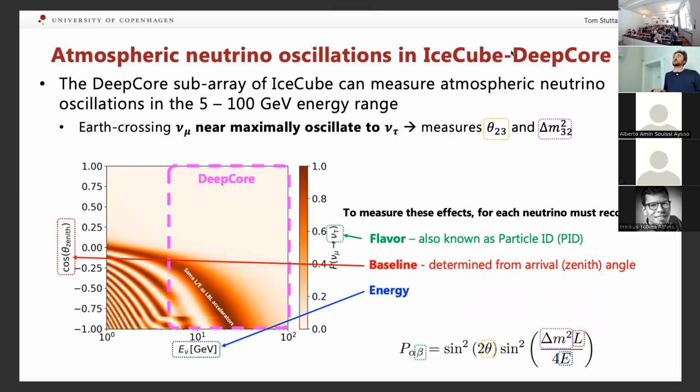So to actually measure these effects, we need to basically measure all the dimensions on this plot. So we need to measure the neutrino energy. We need to measure the neutrino direction, which is a way we can then figure out how far it's traveled. And we also need to figure out, at least to some degree of fidelity, its flavor. And then when you put all those pieces together, these are all the pieces of your standard neutrino oscillation equation. And we can then derive the mass splitting and the mixing angle.